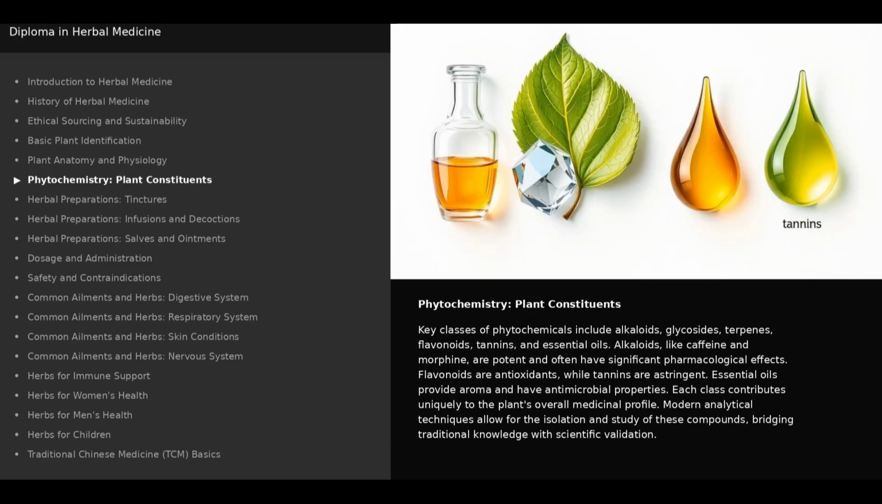Key classes of phytochemicals include alkaloids, glycosides, terpenes, flavonoids, tannins, and essential oils. Alkaloids, like caffeine and morphine, are potent and often have significant pharmacological effects. Flavonoids are antioxidants, while tannins are astringent. Essential oils provide aroma and have antimicrobial properties. Each class contributes uniquely to the plant's overall medicinal profile. Modern analytical techniques allow for the isolation and study of these compounds, bridging traditional knowledge with scientific validation.